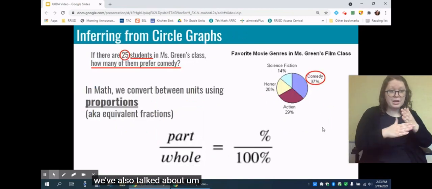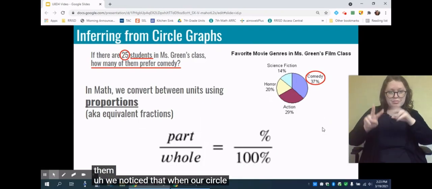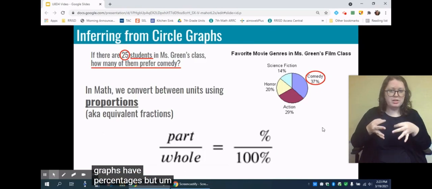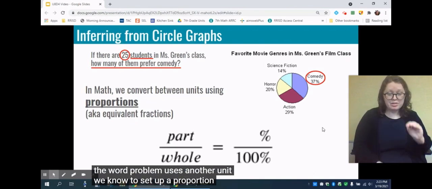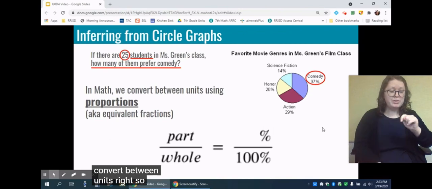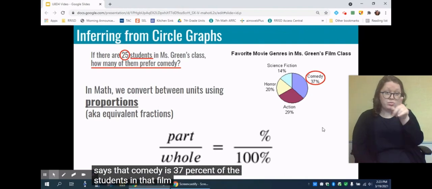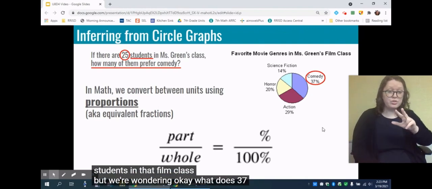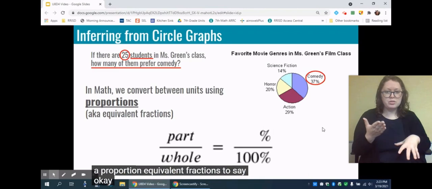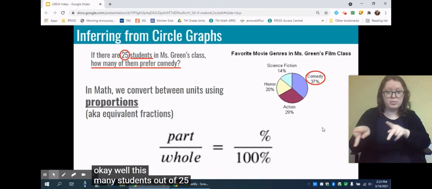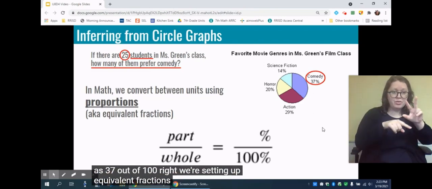We've also talked about circle graphs, and we've inferred some information from them. We noticed that when our circle graphs have percentages, but the word problem uses another unit, we set up a proportion to convert between units. The circle graph says that comedy is 37% of the students in that film class, but what does 37% mean in terms of students? How many students is that? So you set up a proportion, equivalent fractions, to say this many students out of 25 has the same value as 37% out of 100%.